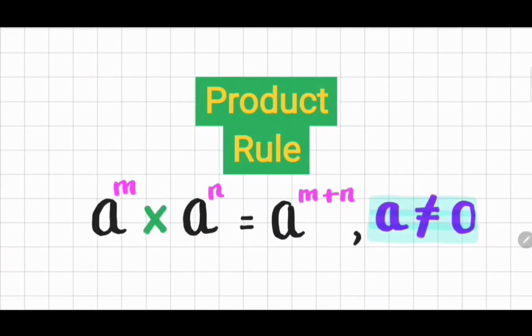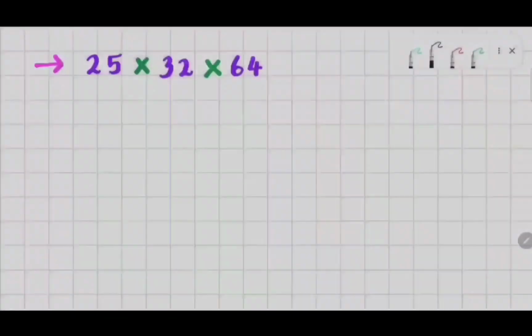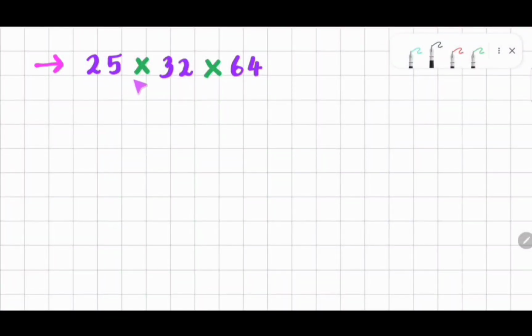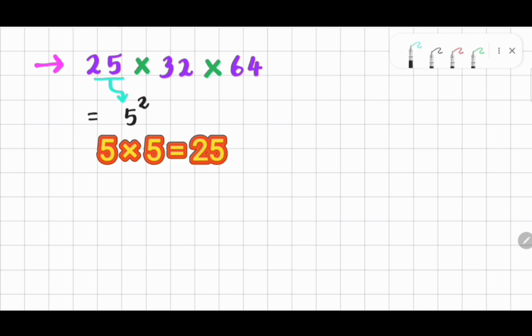So in general, when we multiply exponential numbers with the same base, first write the base and add the powers, where the base should not be equal to 0. Let's simplify this using the product rule. We can write 25 as 5 squared because 5 times 5 is 25.